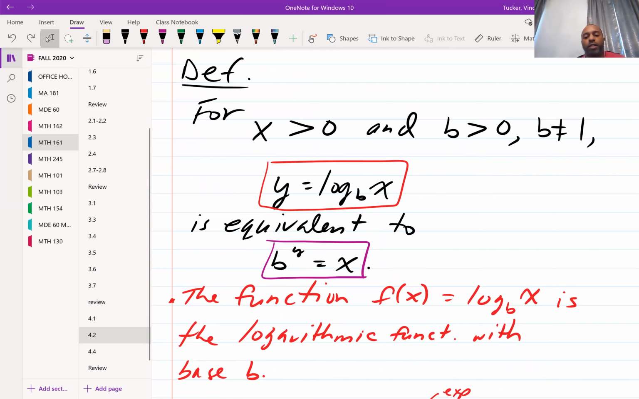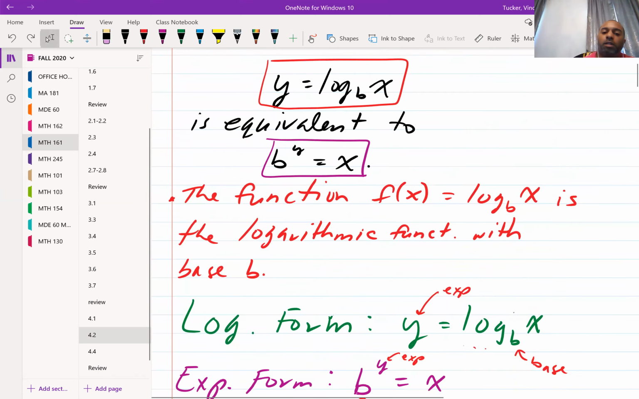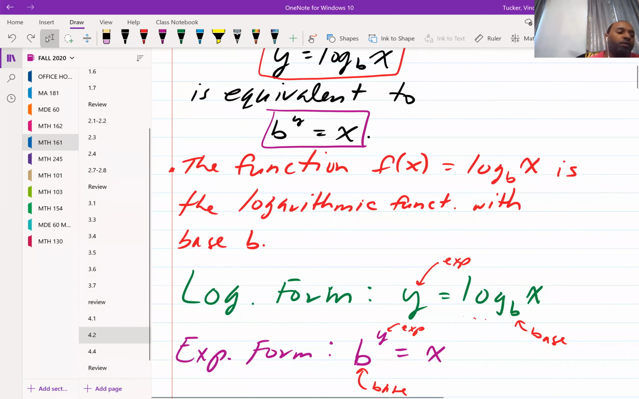So in the red, the function f of x equals log base b of x is the logarithmic function with base b. And this is just re-emphasizing the relationship. That's log form, y equal to log base b of x. And then b to the y power is equal to x. That's your exponential form.